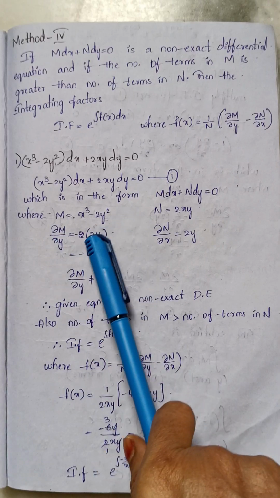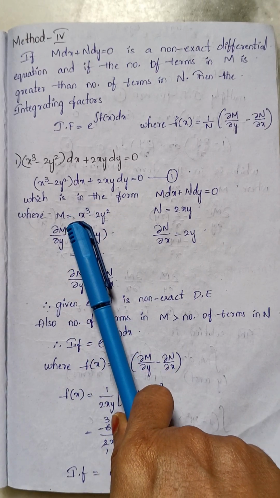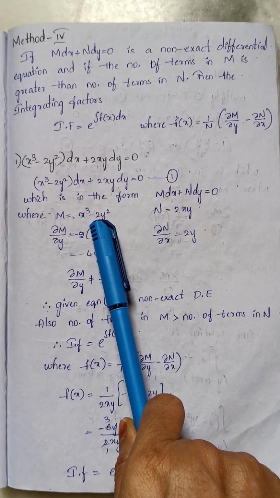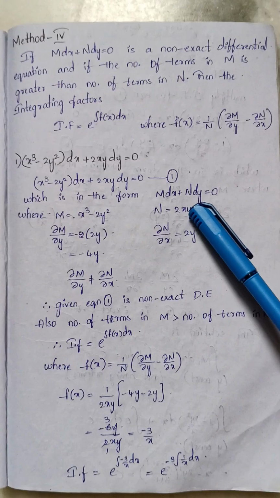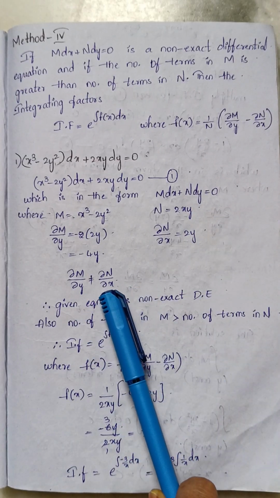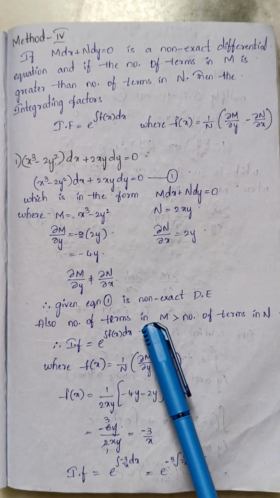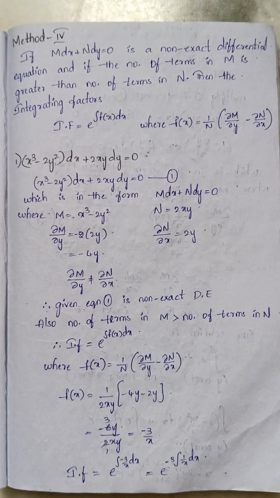Take ∂M/∂y. With respect to y, this term is constant, so 0, and this derivative is minus 2 into 2y, that is minus 4y. Here, with respect to x, 2y is constant and the x derivative is 1. So both are not equal. That's why it is a non-exact differential equation.